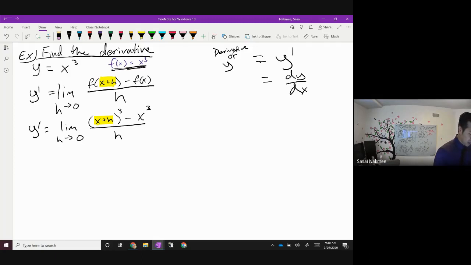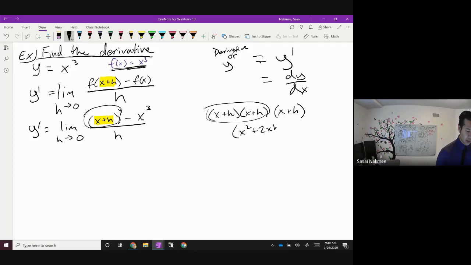Okay, so let's take a look here. I can simplify this whole thing right here. X plus h cubed, I can just write that out as x plus h times x plus h times x plus h. And I can just multiply this all out. Do you remember how to do this from your previous classes, multiplying out polynomials? You do it piece by piece. We would multiply this out first, and x plus h times x plus h is going to give me x squared plus 2xh plus h squared.